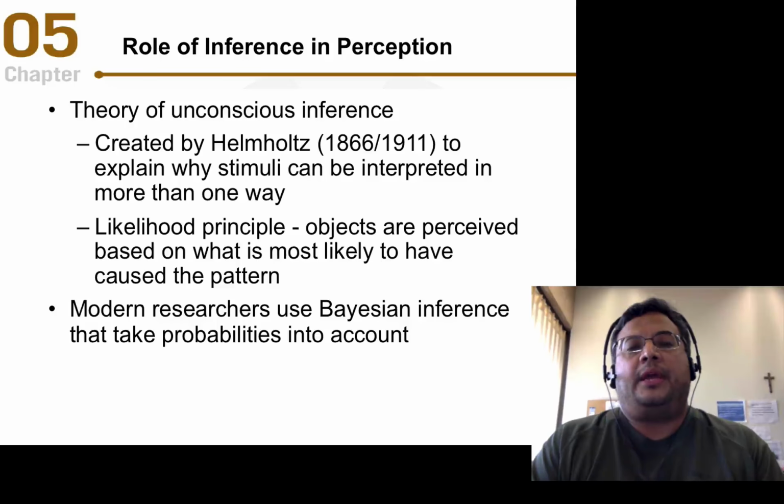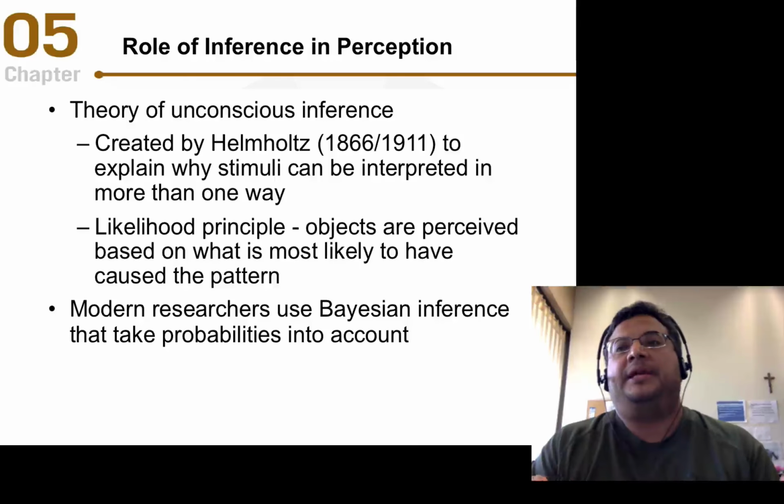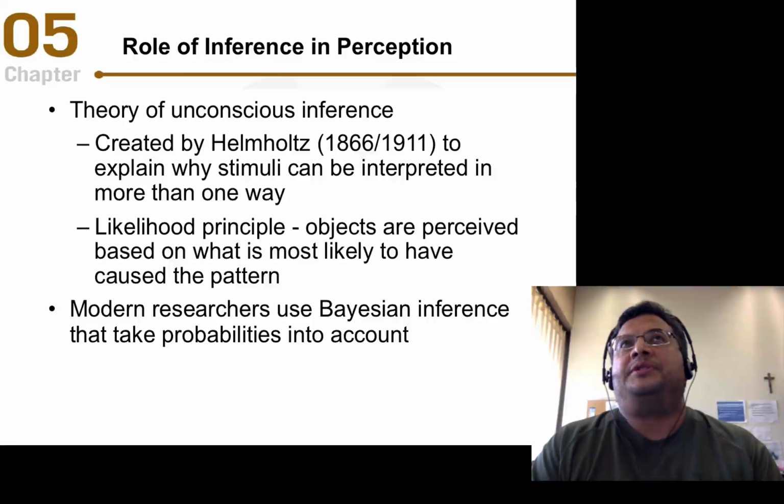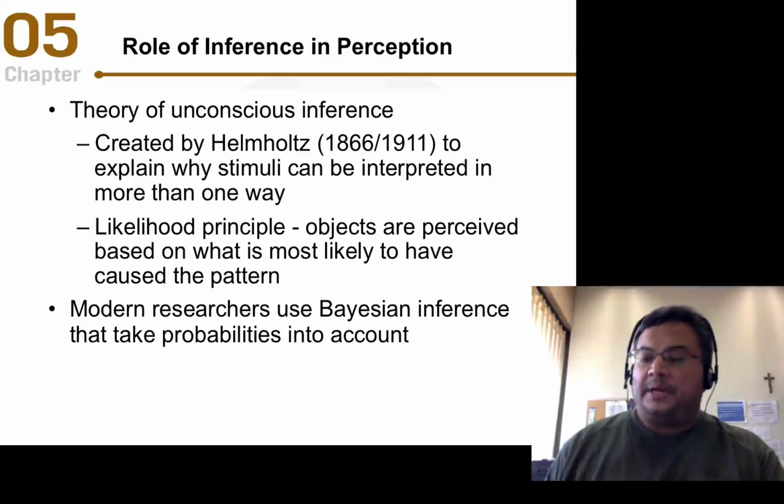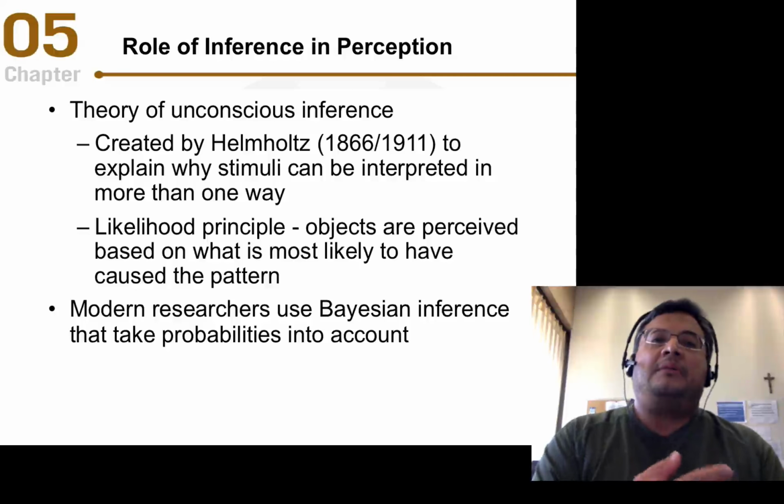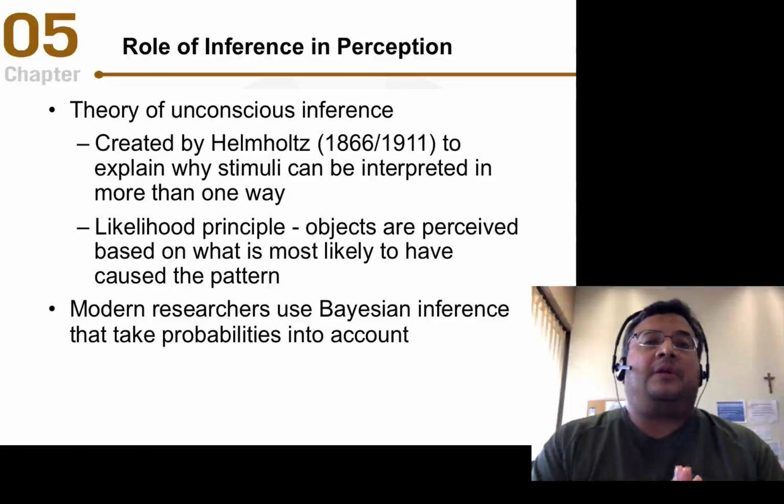We know that we can perceive these blobs, and we perceive blobs that are placed into different contexts because of what we're inferring based on the context. So, what's going on here? What role does inferring play in perception?